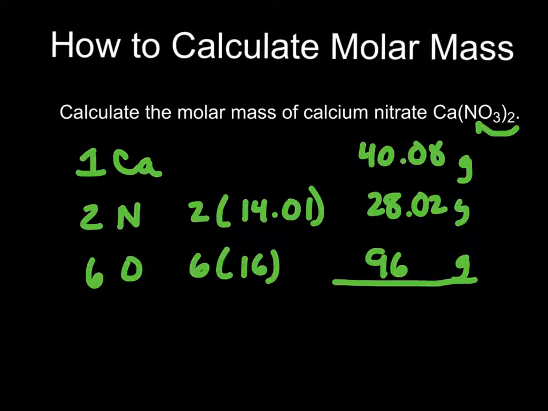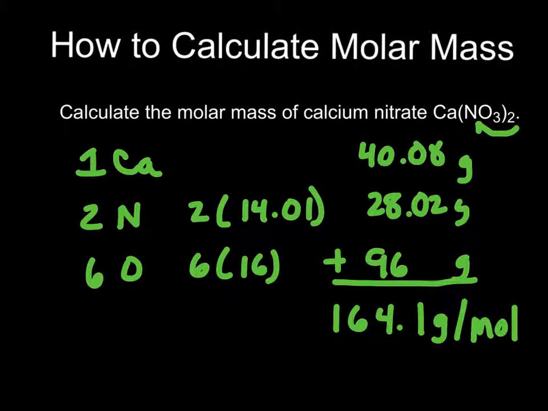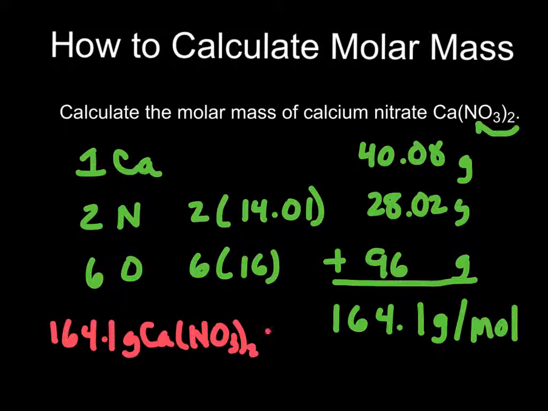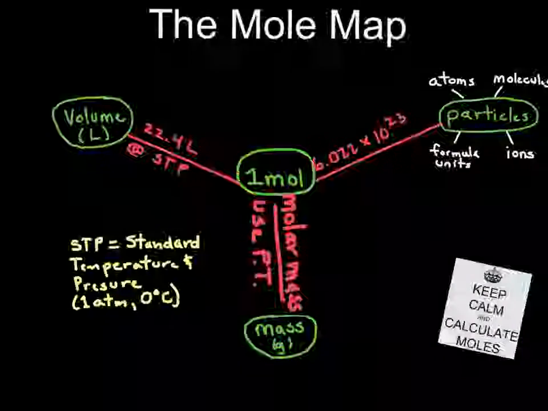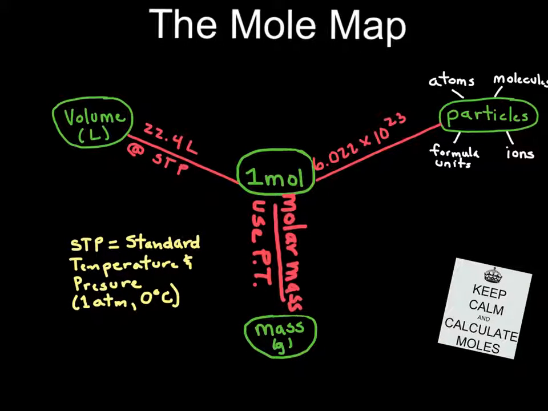When we add all of these up together, we get 164.1 grams per mole. Another way to say this is that there are 164.1 grams of calcium nitrate equal to 1 mole. Copy this down.